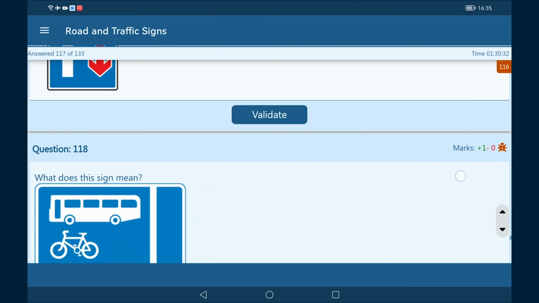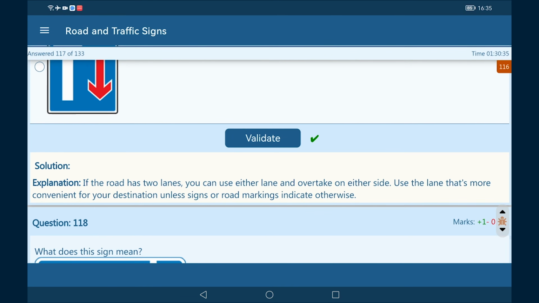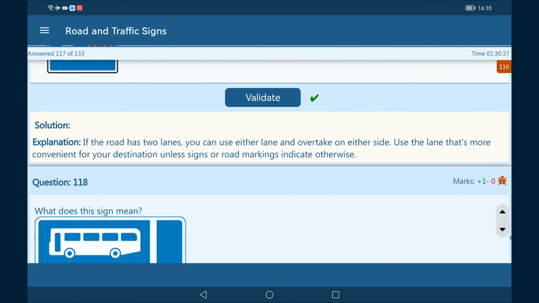Explanation. If the road has 2 lanes, you can use either lane and overtake on either side. Use the lane that's more convenient for your destination, unless signs or road markings indicate otherwise.